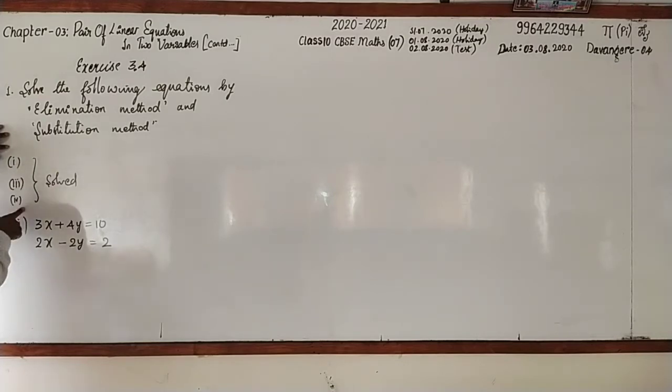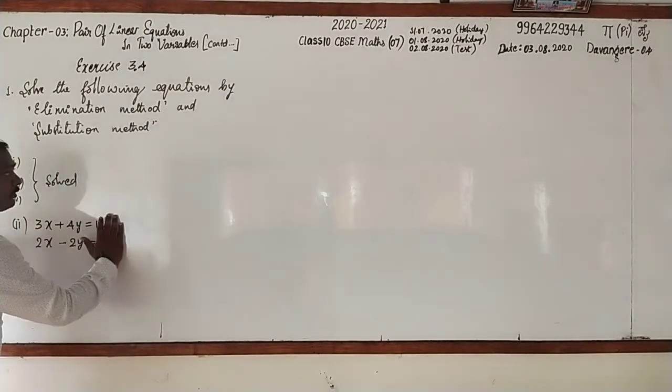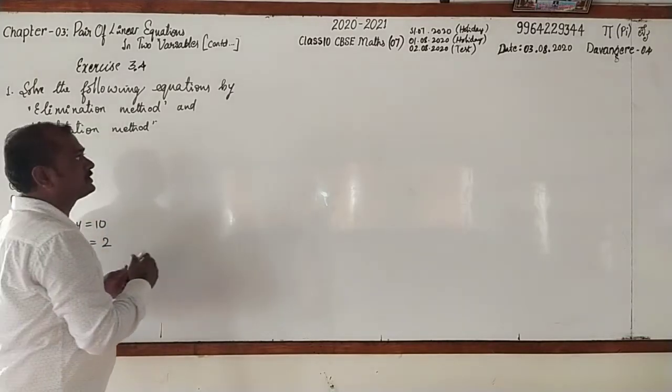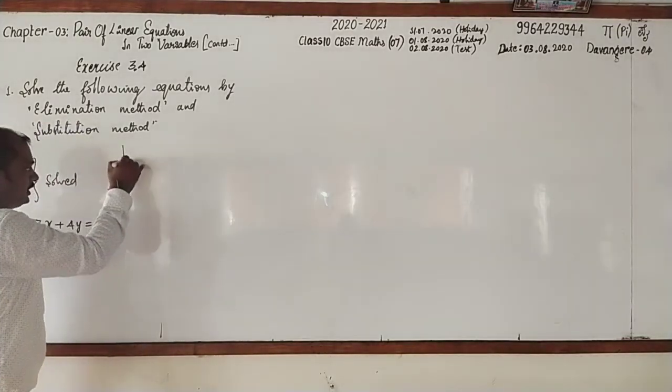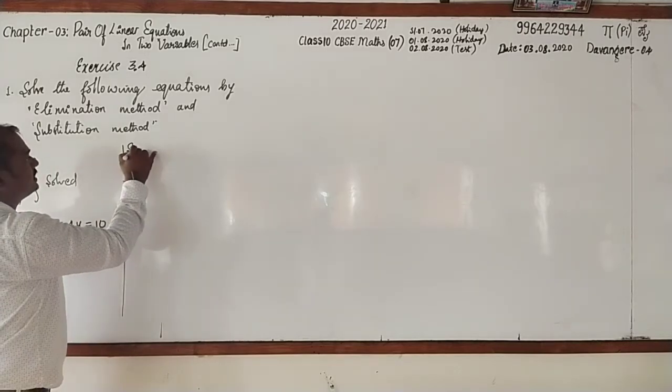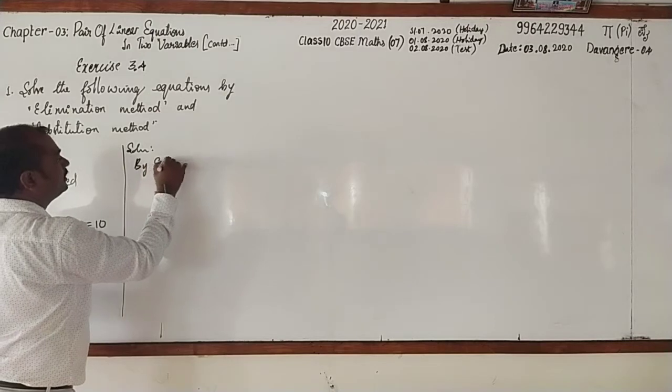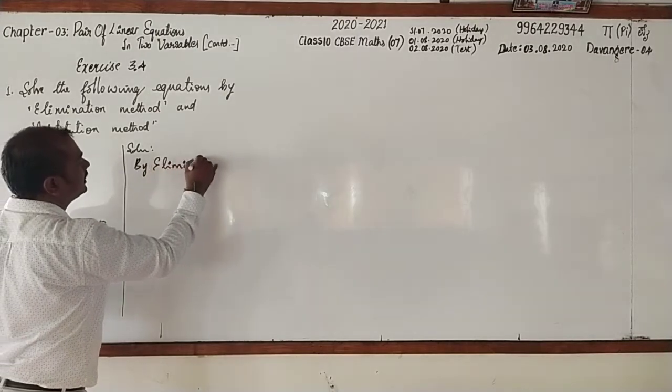So 3 of these are already solved: first one, third one and fourth one. And the second one is left out. Let us solve these equations by these 2 methods. First method. What is the first method? Here only I will write it. The first method is the elimination method. Here I will write by elimination method.